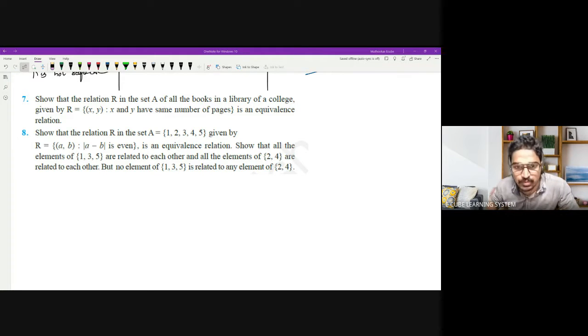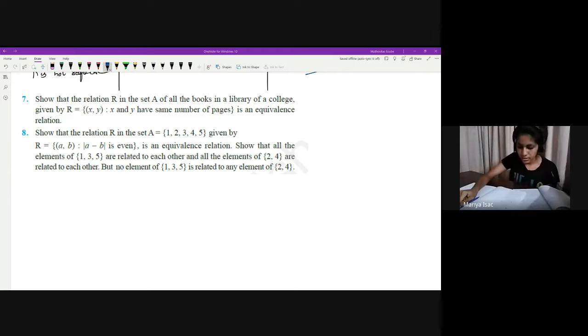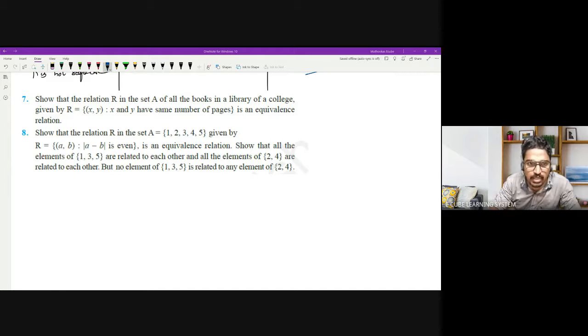Okay, right. So, how do we get the statement for reflexive, Maria? If X and Y belong to R, X and Y have the same number of pages. That's the condition for the relation.